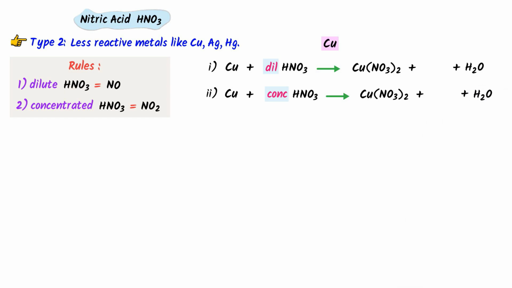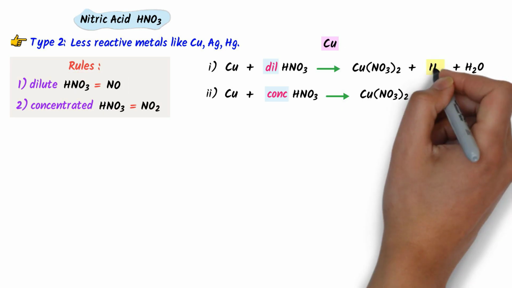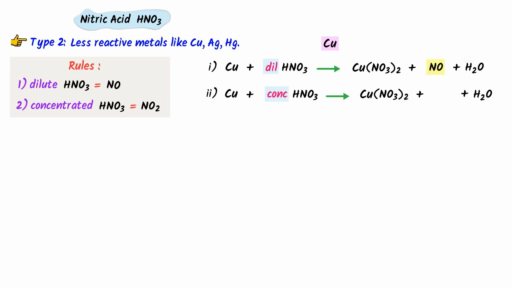According to the rules, if copper reacts with dilute nitric acid, nitric oxide is formed. I write nitric oxide. Secondly, if copper reacts with concentrated nitric acid, nitrogen dioxide gas is produced. I write nitrogen dioxide gas. These are the two important reactions of copper with nitric acid.